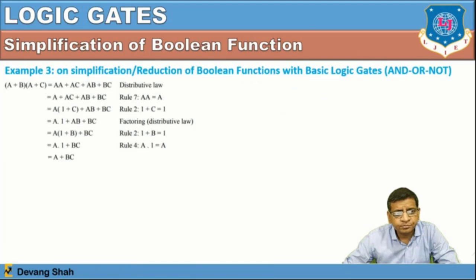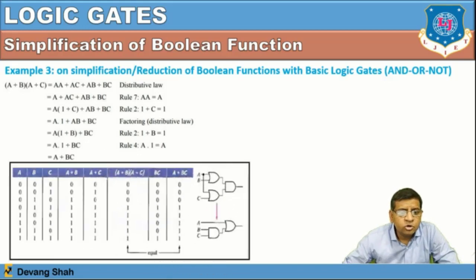Based on that, we have more examples on the reduction of Boolean functions and realizing them with basic gates, like (A plus B) into (A plus C). Ultimately you go through the distributive law and further simplify using Boolean algebra, and the final answer is A plus BC. Now you can check (A plus B) into (A plus C): you require two OR gates and one AND gate. But after the final realization of the Boolean function, the answer is A plus BC, which requires just one AND gate and one OR gate. So here we have reduced one logic gate. That's how our circuit becomes faster and much more cost effective.